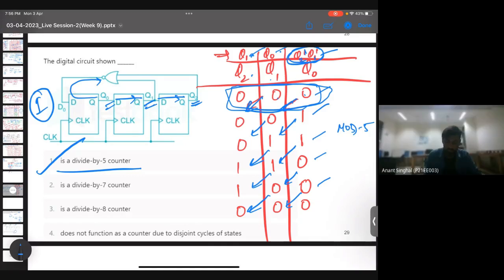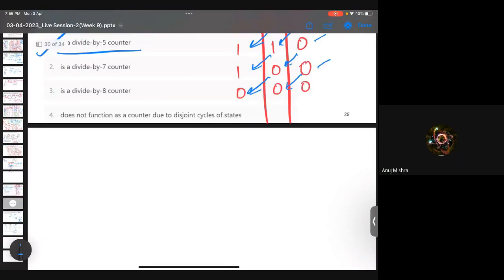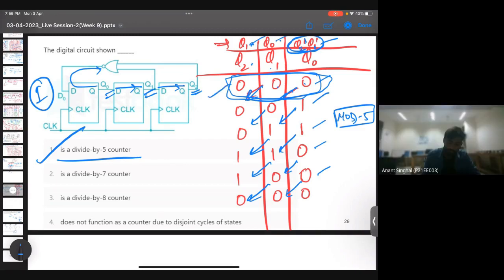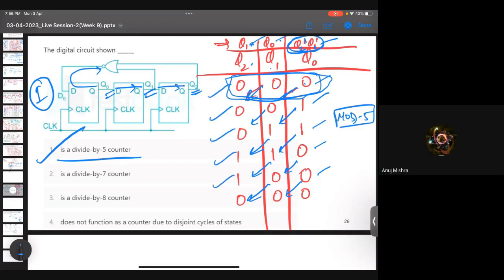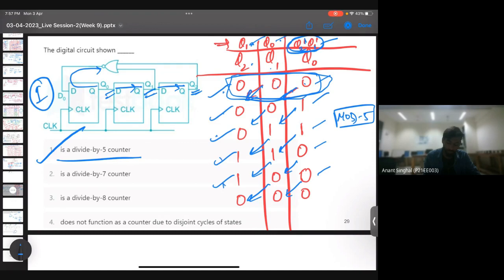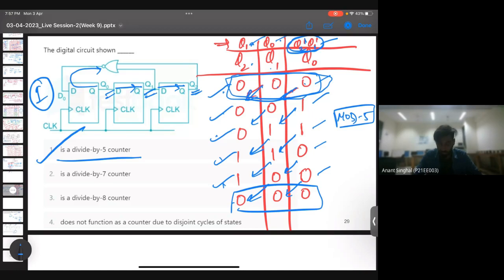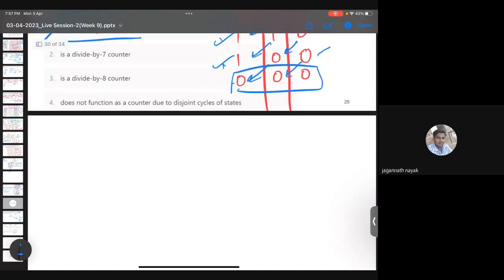Here it is a divide by 5 counter. We are not counting for the whole, we are having five states: 1, 2, 3, 4, 5. This 000 is repeated. Okay, got it. Thank you, sir.